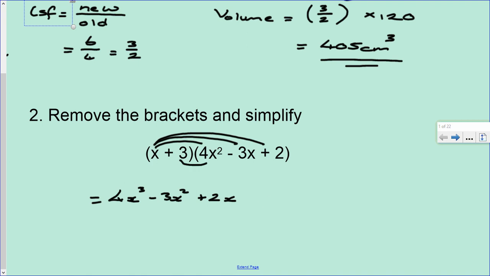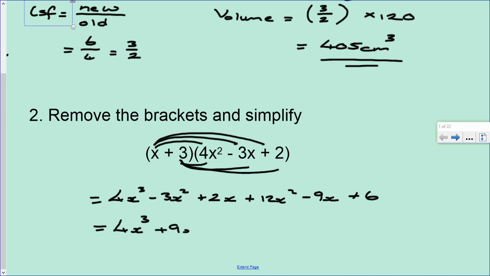And then 3 times 4x squared, which is 12x squared. 3 times minus 3x will give me minus 9x. And then 3 times 2 is 6. And then our last mark in this question, we want to simplify it. So there's no other terms that have got an x cubed, so it stays as 4x cubed. We've got negative 3x squared plus 12x squared, so we'll get plus 9x squared. 2x, take away 9x is minus 7x. And then we've got our plus 6 at the end, and that's as simple as it can be.